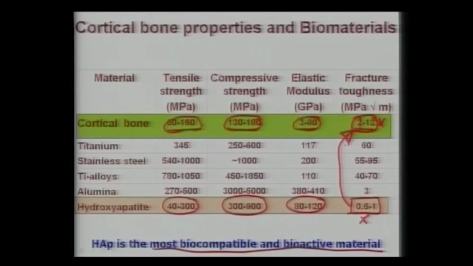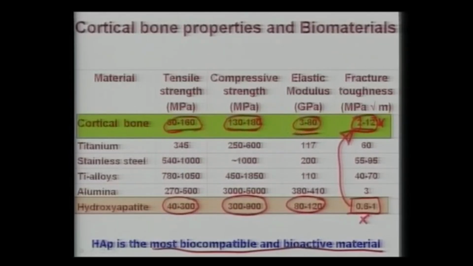The first point, as you can note down, is that fracture toughness is important and needs to be improved for this hydroxyapatite in order to meet the lower bound of the cortical bone property. The second point is the elastic modulus. This elastic modulus also needs to be tuned for all the synthetic material. This needs to be tuned between this level of 3 to 80 gigapascal.